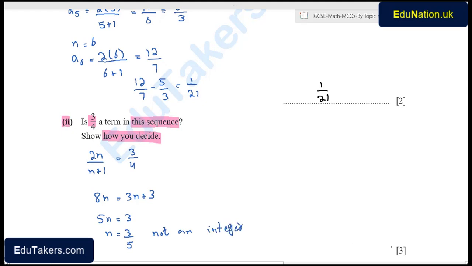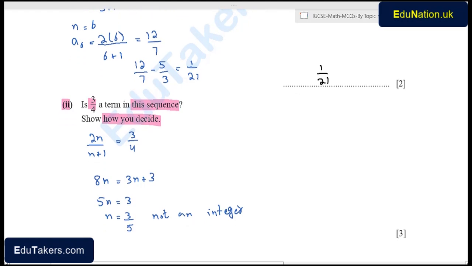So this 3 over 4 is not a term in this sequence. The reason is 3 over 5 is not an integer.